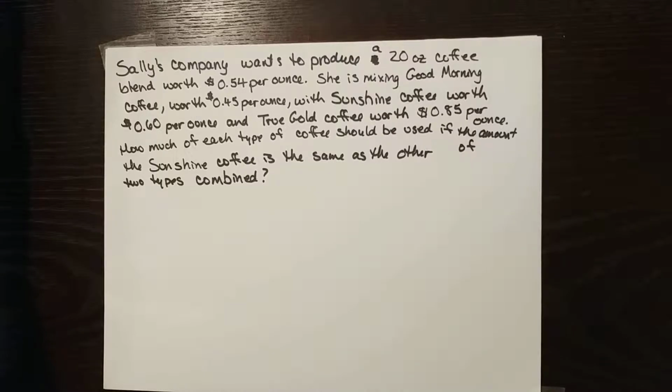How much of each type of coffee should be used if the amount of the Sunshine coffee is the same as the other two types combined? And so hopefully you can see that they are blending coffees here and that this is a mixture problem. So the procedure I'm going to use would be the same as if I was mixing a chemical mixture or anything like that. So how I like to organize my data is what I envision to be chemistry beakers. And so I see they're mixing 3 kinds of coffee in order to get their final blend.